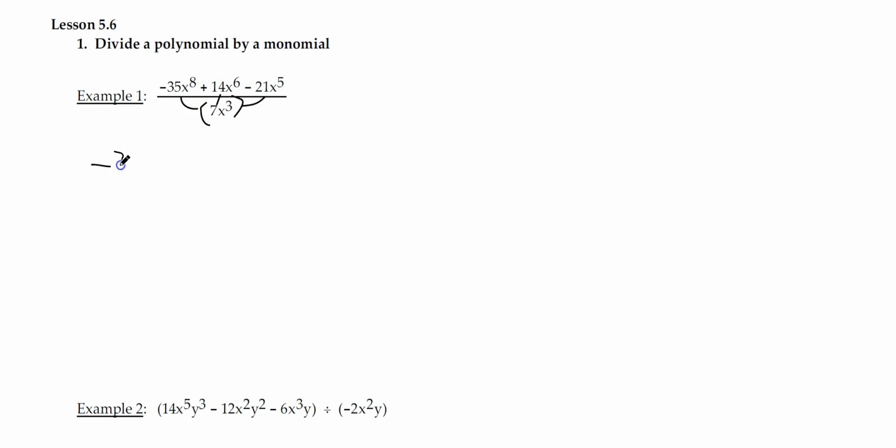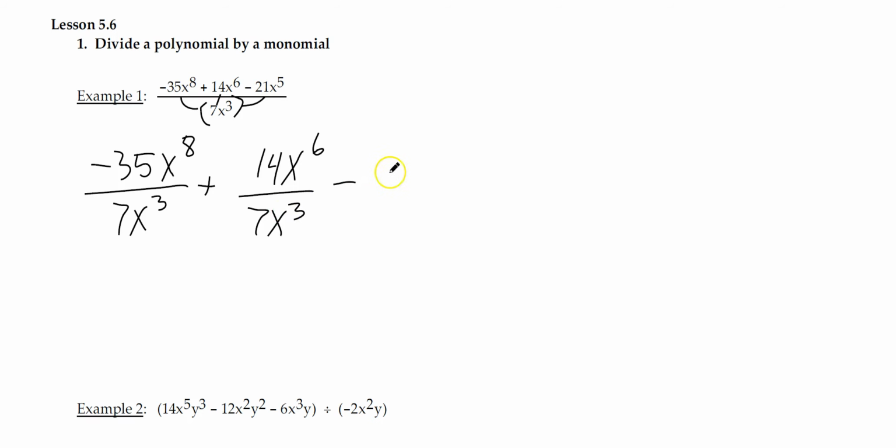That will give us negative 35x to the 8 over 7x cubed plus 14x to the 6 over 7x cubed minus 21x to the 5th over 7x cubed. Since the denominator is a monomial, we have factors. Everything's a factor here. Negative 35 divided by 7, that would be negative 5. 3 of the x's reduce out of the 8, leaving us x to the 5th.